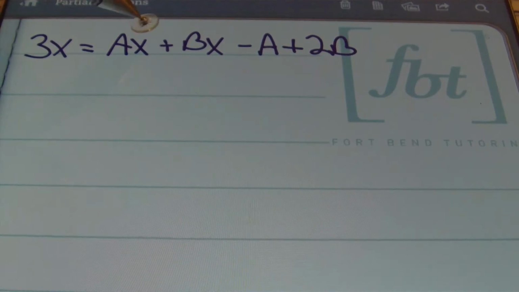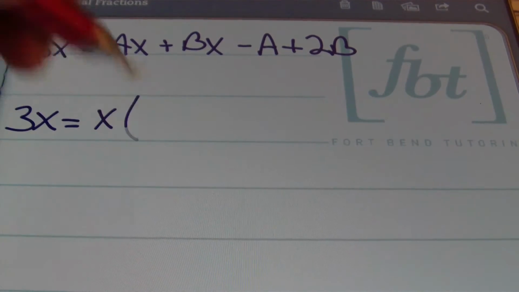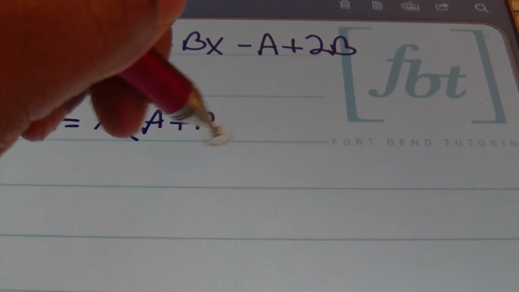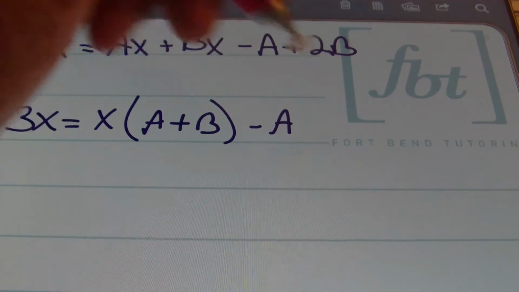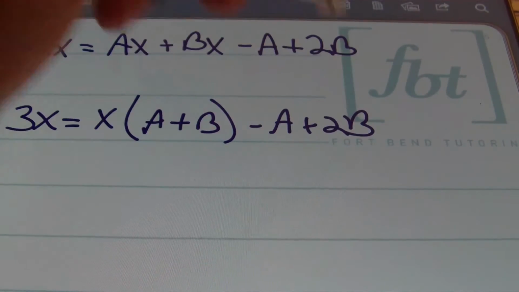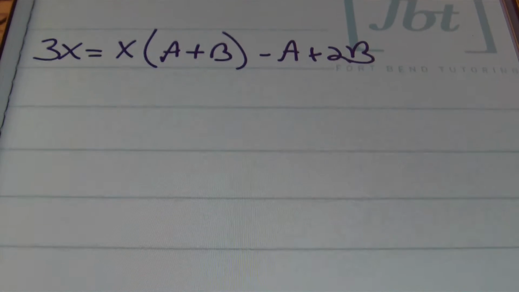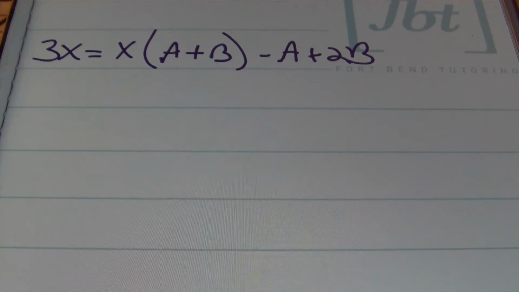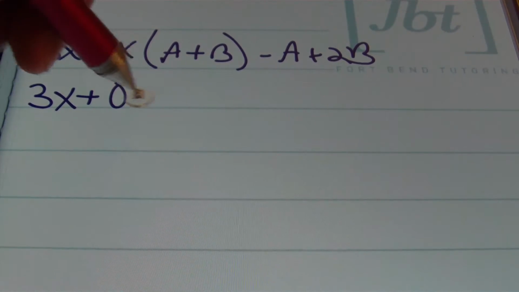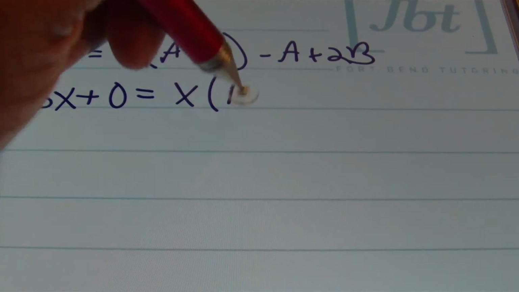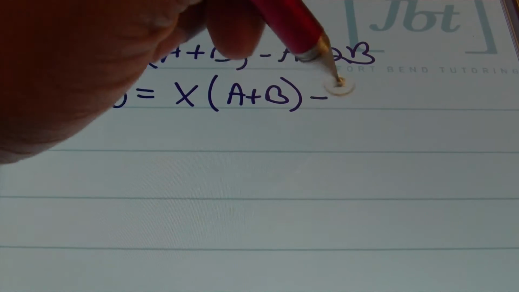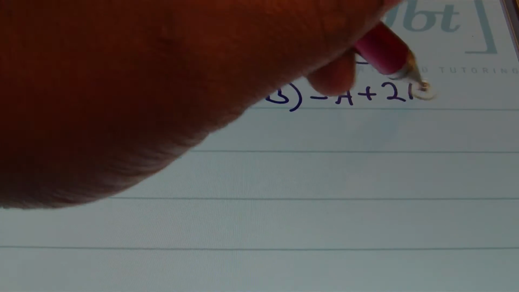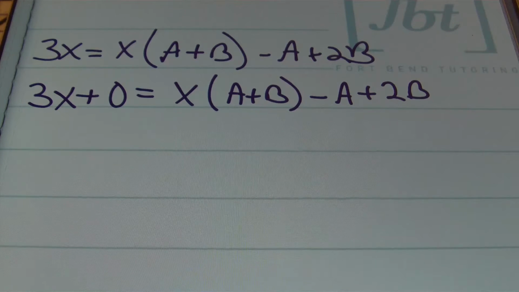So once I have the x terms grouped and the constants grouped, go ahead and factor out your x. So I'll be rewriting this as x times a plus b, and then I'll just bring down the constants, negative a plus 2b. Okay, so once we have this, please recognize that on the left side of your equation, this could actually be written as 3x plus 0 equals x times a plus b minus a plus 2b. All right, so this is what we have thus far.